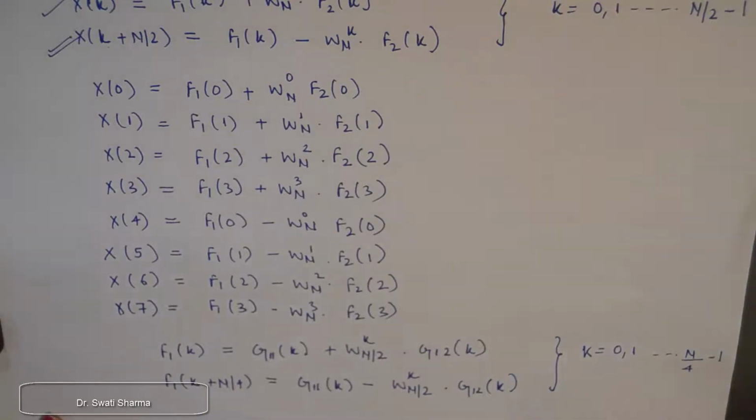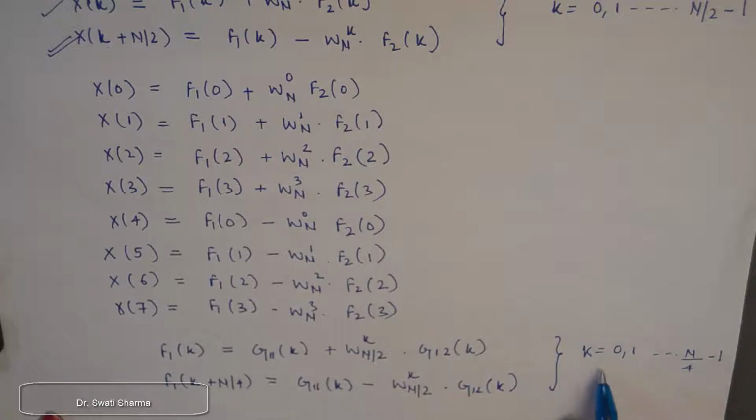Now moving further, here we see that the range of k starting from 0 goes up till N by 4 minus 1, and N being 8, 8 by 4 is 2, minus 1 is 1, so that means k will hold only two values, 0 and 1. So when I substitute k as 0 and 1 in these two equations, I'll get various samples of the sequence f1.